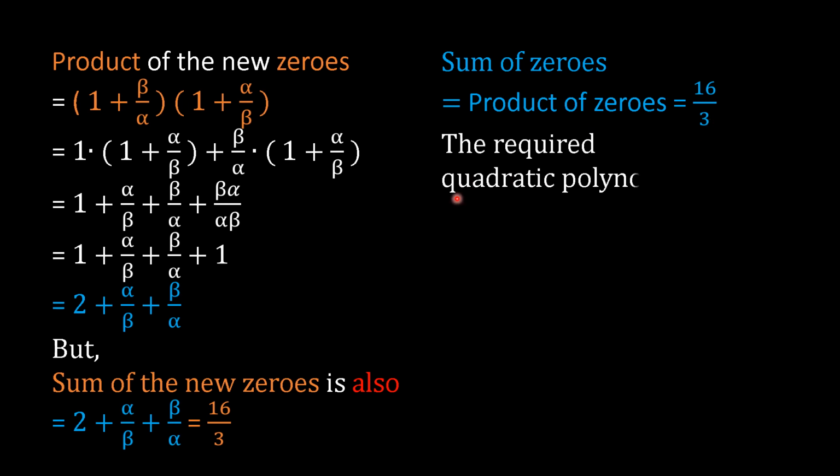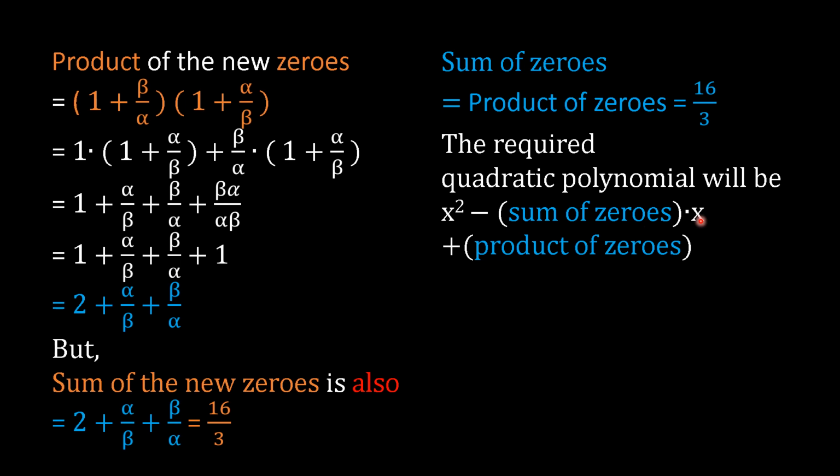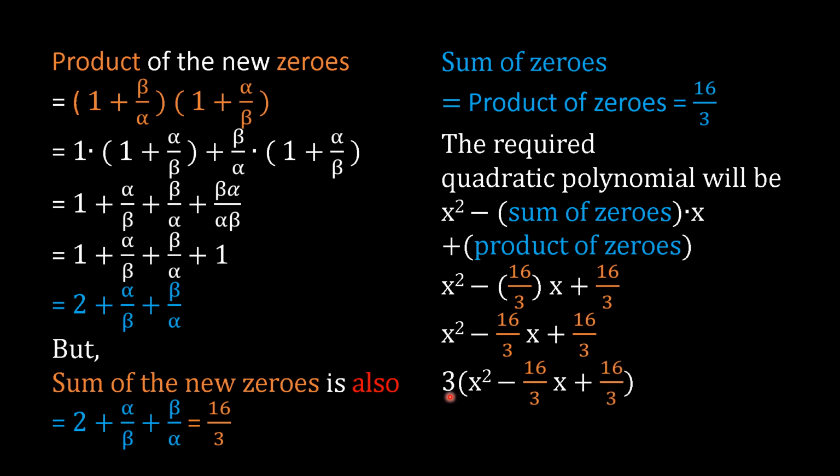Now, the required quadratic polynomial will be x squared minus sum of zeros times x plus product of zeros. Substituting the values, we get x squared minus 16 by 3 x plus 16 by 3. Multiplying by 3 in order to remove the denominator 3, we get 3x squared minus 16x plus 16 as the required quadratic polynomial.